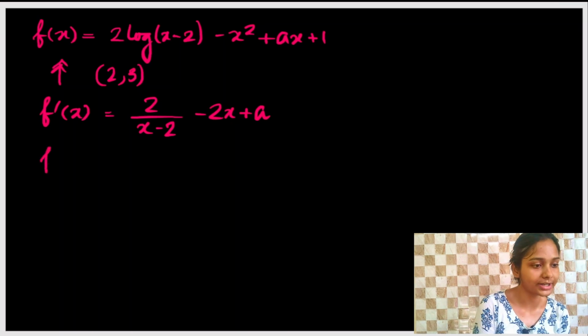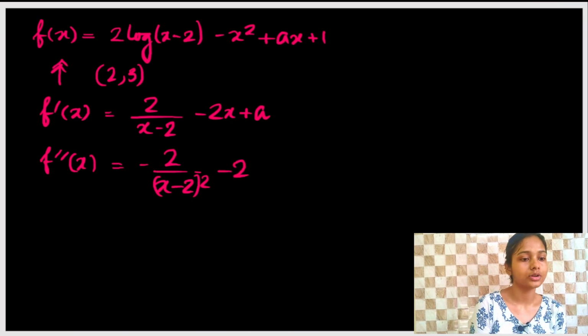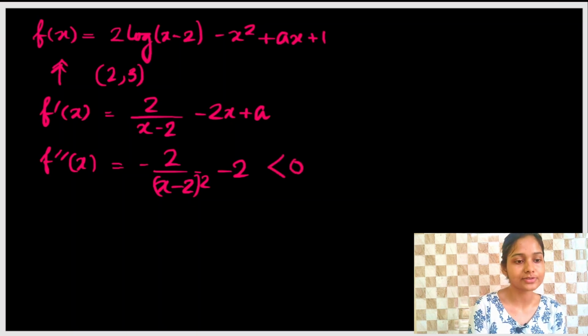So if we differentiate it one more time, this a will get cancelled out, and after differentiation we will have minus 2 by (x minus 2) whole square minus 2. So this double derivative is strictly negative.